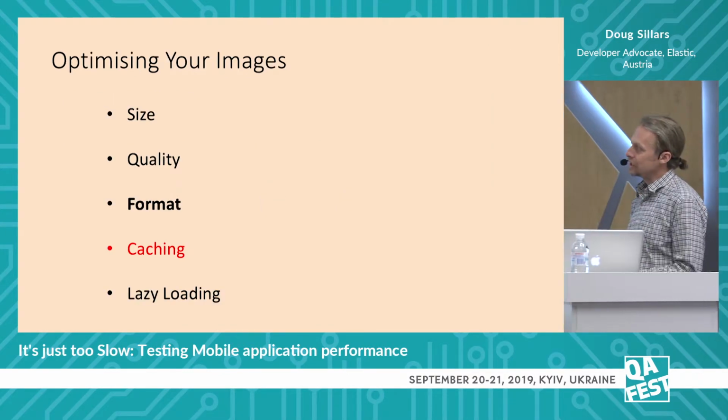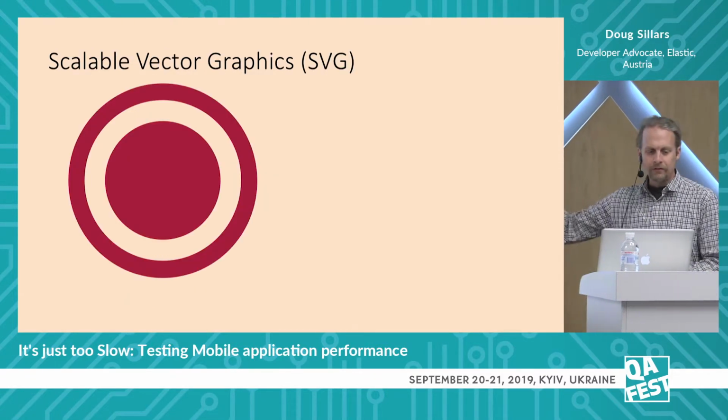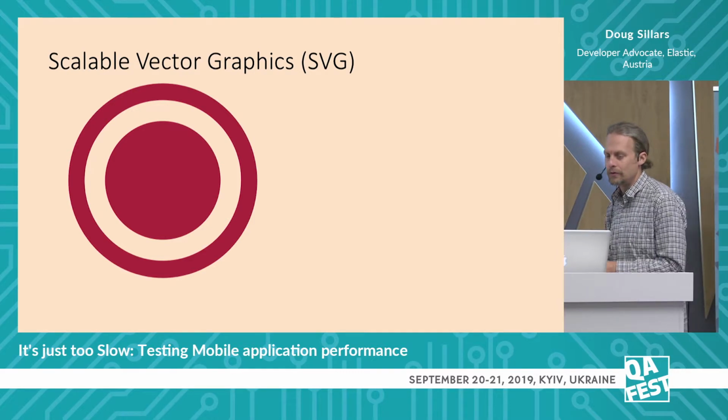I mentioned caching a little bit earlier. We can also cache our images. But let's go back to SVGs. I think a slide got out of order here.